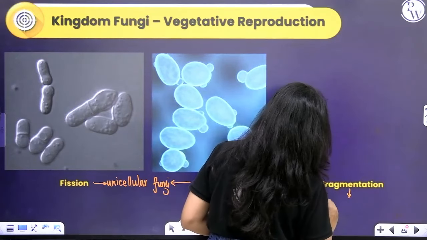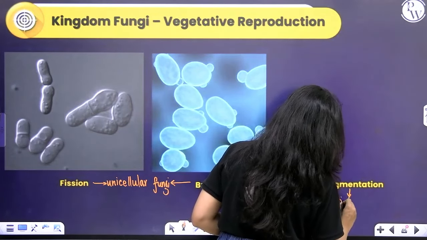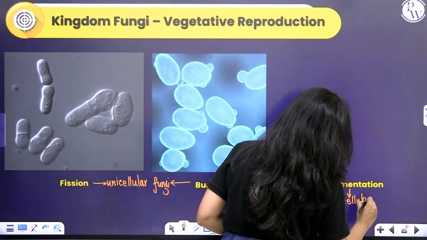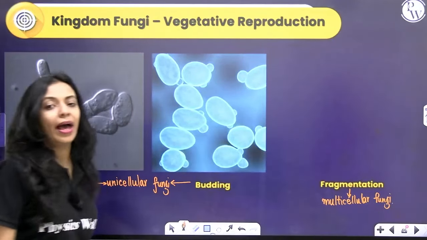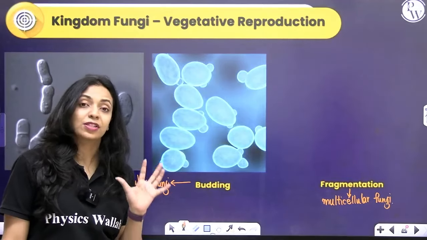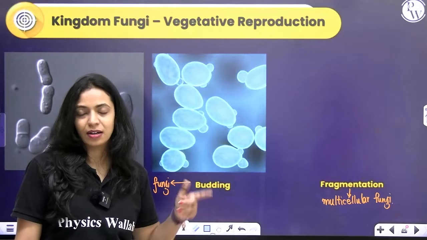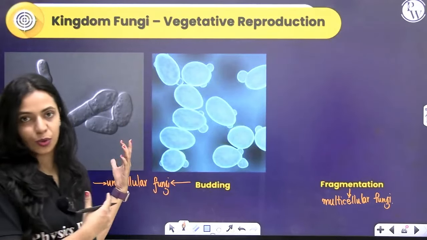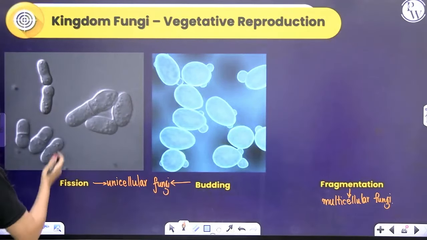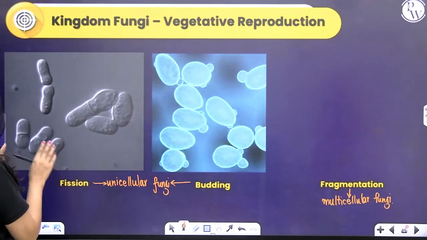Fragmentation is observed in multicellular fungi. What happens in fission is very similar to what happens during binary fission in bacteria, but over there it's not mitosis. Over here, proper mitosis will happen. It's a eukaryotic cell. So this is a species of yeast called budding yeast.